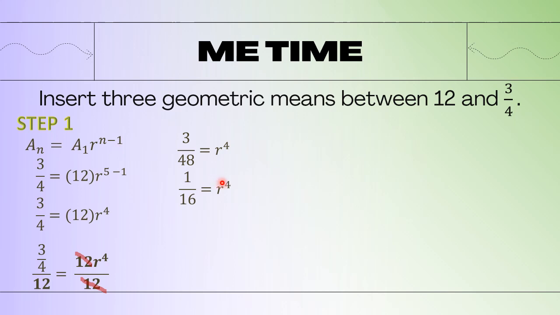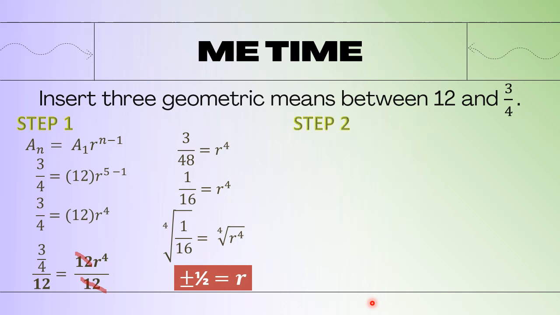3 over 48, the lowest term for this fraction is 1 over 16, and this time I'm going to get the fourth root of 1 over 16 and the fourth root of r raised to 4. And so I would have positive or negative 1/2. As you can see, we can have 1/2 times 1/2 times 1/2 times 1/2, that is positive 1/16. You can also have negative 1/2 times negative 1/2 times negative 1/2 times negative 1/2. That would be positive 1/16 as well.